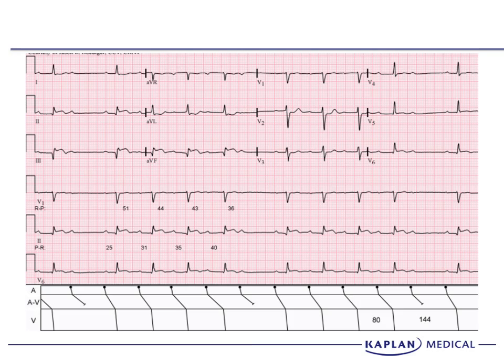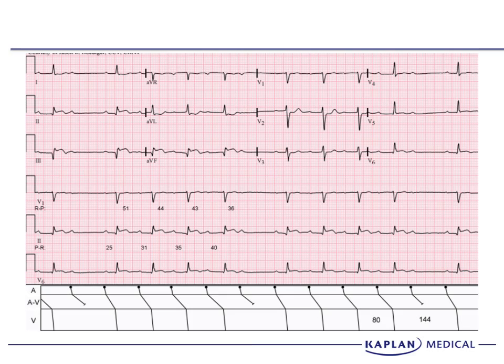Let's start by looking at the PR interval. So there's a P wave, and here is your QRS. So let's take a look at the PR interval right here. And you can see the PR interval here is prolonged because it's bigger than one large box.